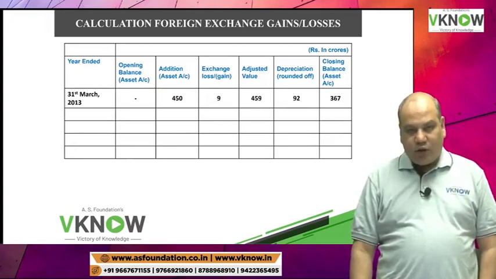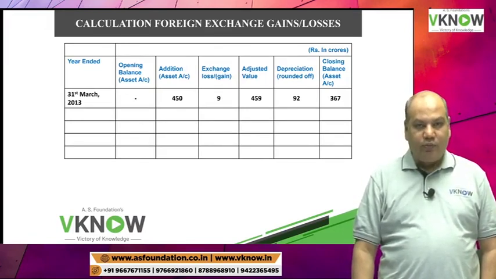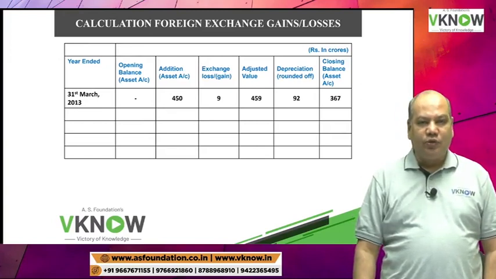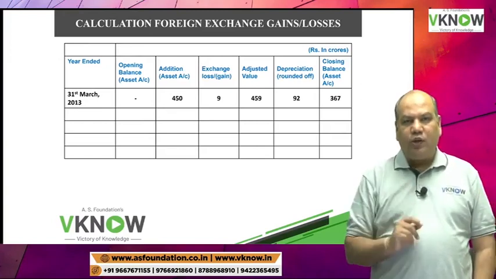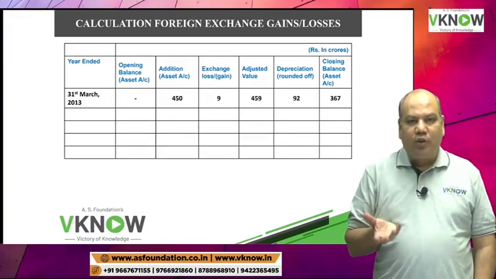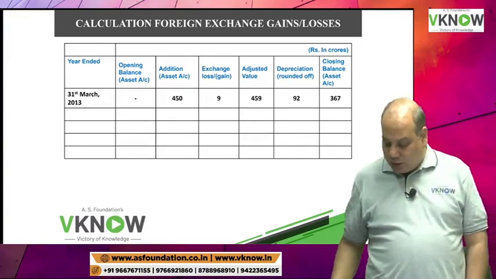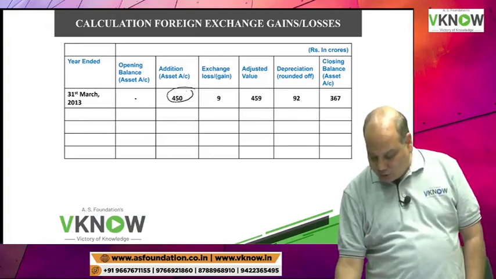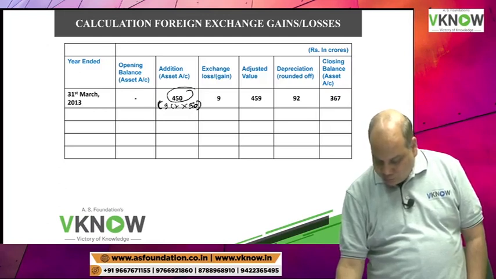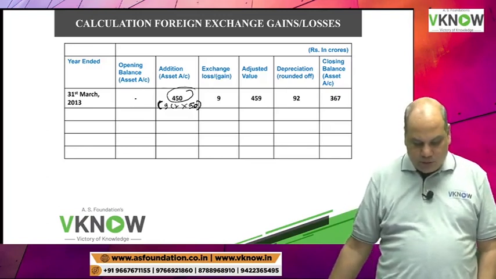So, the first year is 31st March 2013. The first year ending date is 31st March 2013, and we don't have any opening balance because we have not acquired any asset. We have acquired the asset, so this will come here. 9 crore into 50 rupees. We have used the entire loan to acquire the asset.